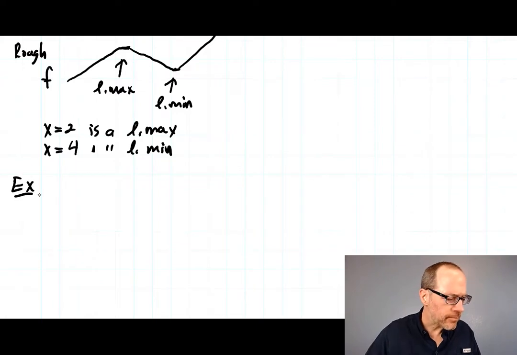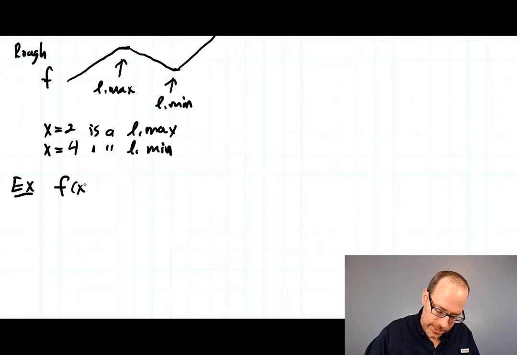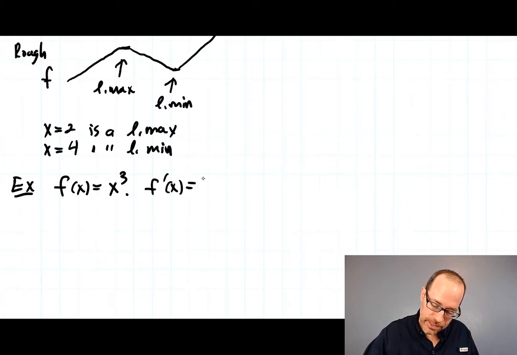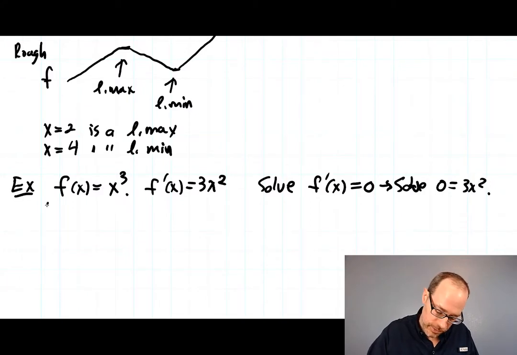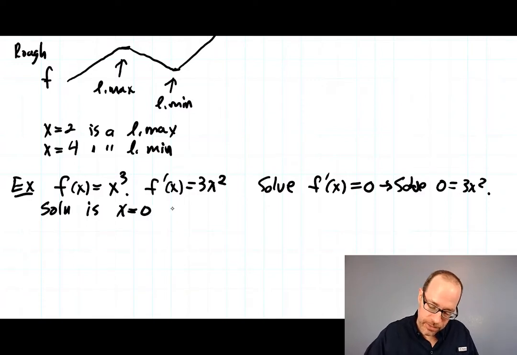All right. Here we're going to look at the function f of x equals x cubed. Its derivative is 3x squared. So if we solve f prime of x equals 0, that means we have to solve 0 equals 3x squared. So the solution is x equals 0, and that's the only critical point.